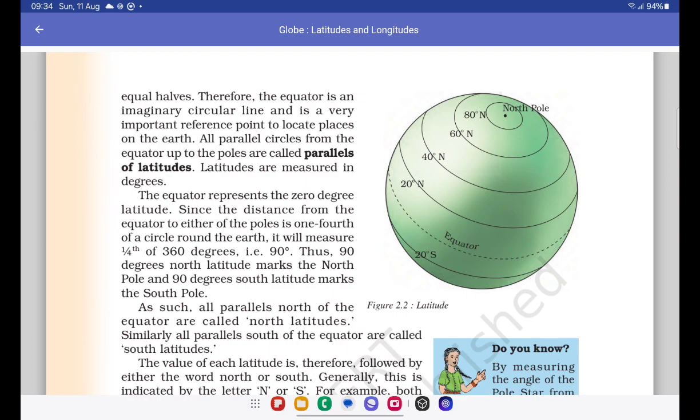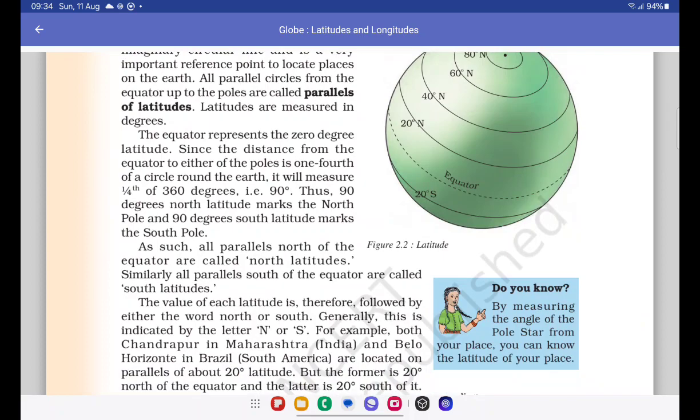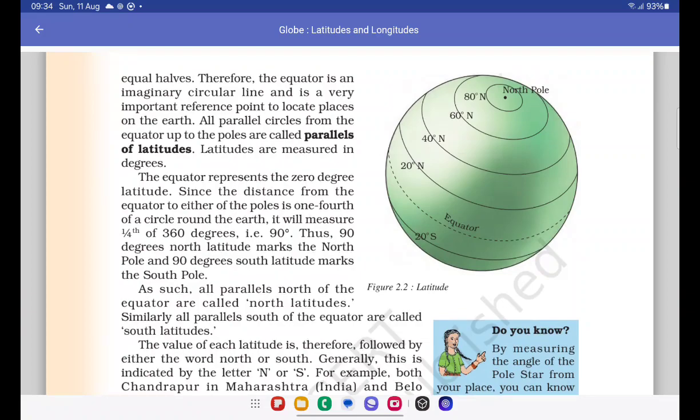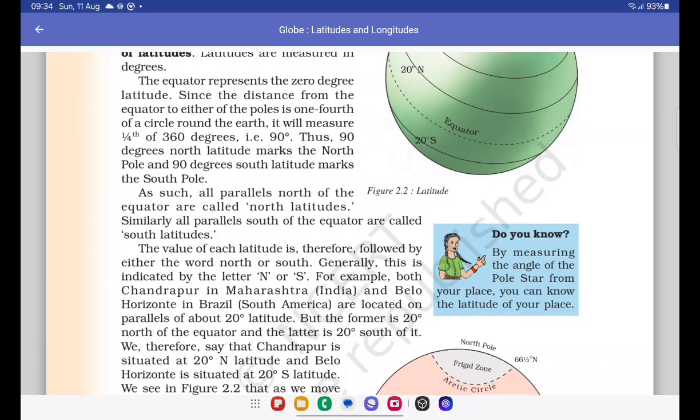These are imaginary circular lines which are located towards both the poles, towards the north pole and towards the south pole as well, and they are called parallels of latitude because they are parallel to the equator. The equator represents the 0 degree. Now these are written in degrees, right? So where does this degree start from? There has to be some starting point, right? And that is the equator. So at the equator it is 0 degrees, and then towards either of the poles it becomes 90 degrees. Why 90 degrees? Let's see why.